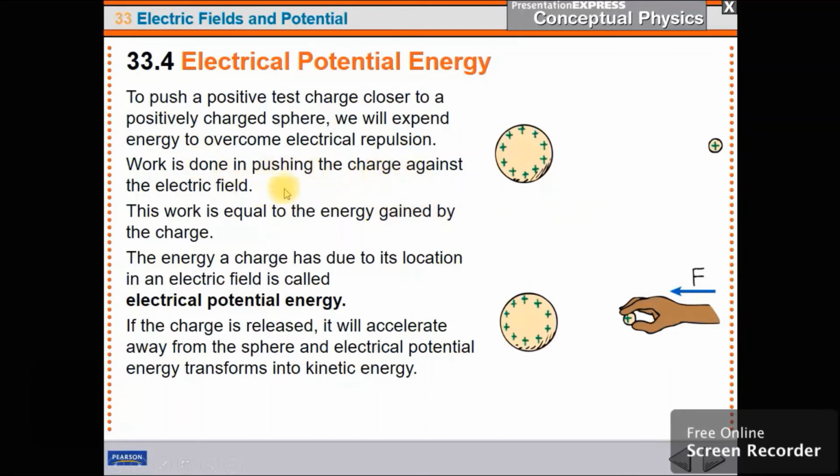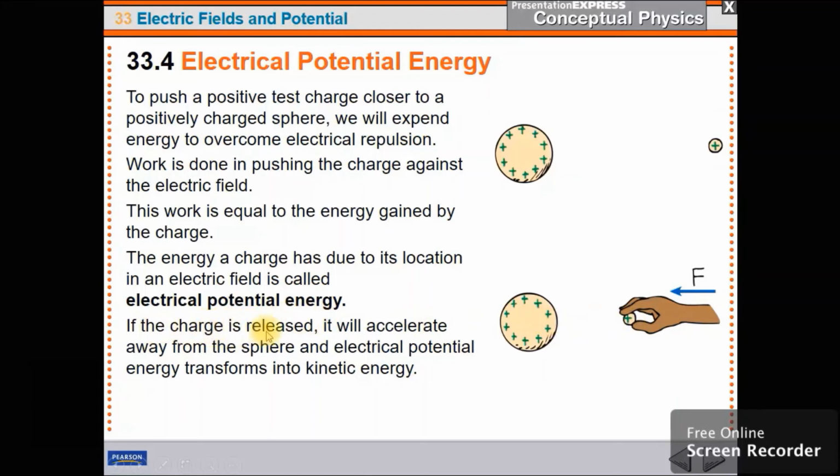Work is done pushing the charge against the electric field. The work is equal to the energy gained by the charge. So the energy a charge has due to its location in an electric field is called electric potential energy. All right, electrical potential energy. Do you see how that's basically like the gravitational potential energy from last month? Only now, instead of working against the gravity field, you're working against the electrical field. In this case, you have to push the positive in against the positive.